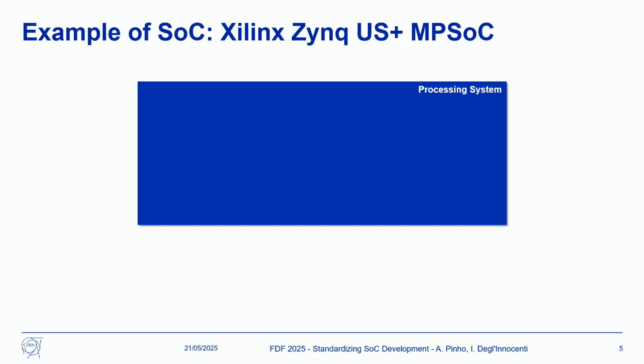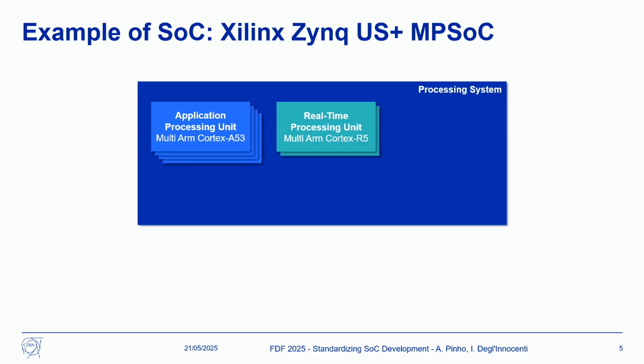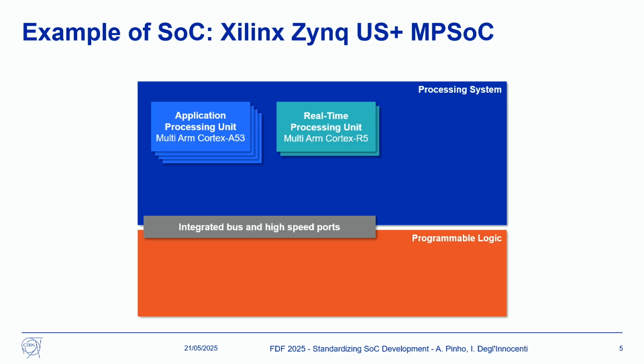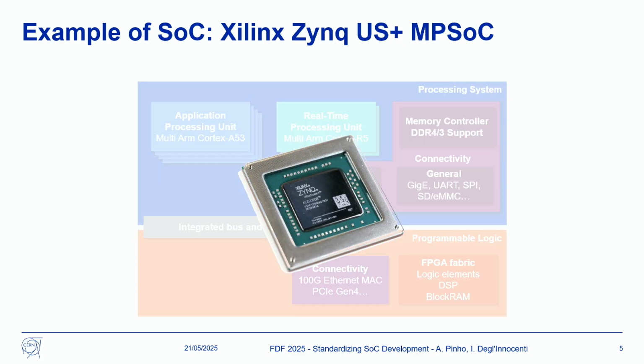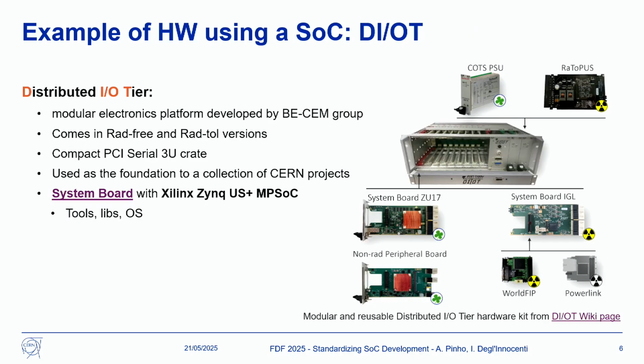Then, just to give you a clear example, I've heard it already from many talks, we are all mostly familiar with the Zynq UltraScale+ multiprocessor system on chip, in which we have a processing system with different processing units, a programmable logic, which is interfaced through an integrated bus and high-speed ports, and then FPGA fabric logic in it, and then on both of them we find connectivity and memory interfaces. And then all of this is integrated in a single device.